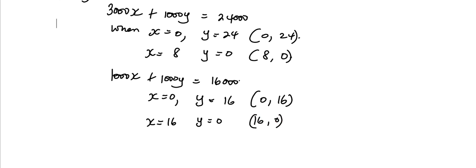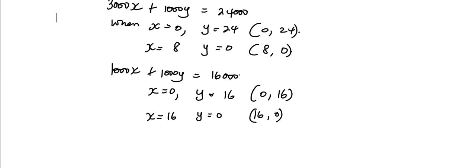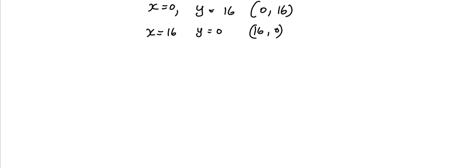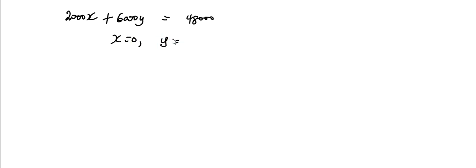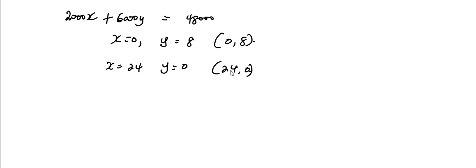The other constraint which we have is for product C, which is represented by 2,000x plus 6,000y equaling 48,000. So when x equals 0, then y will equal 48,000 divided by 6,000, that's 8. So here we have (0, 8). Then when y equals 0, x equals 24. So this is (24, 0). So those are the different values of x and y for each constraint.